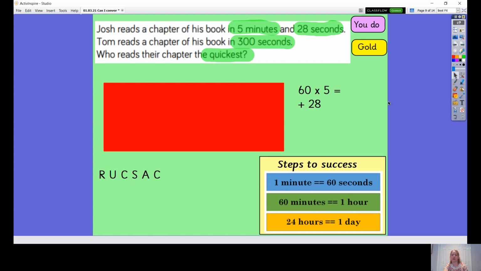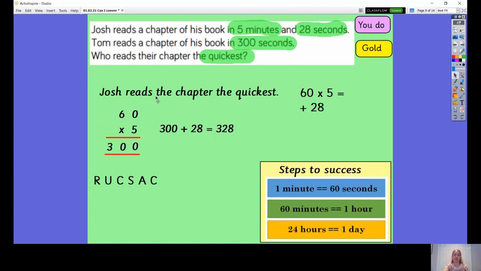Okay, let's have a look at the results. So I did exactly what I told you to do. I did 60 times 5, and I did that as a column multiplication. I could have ignored the 0, done 6 times 5 and then included my 0 in my answer, or I could do it like this, however I wanted to do it. 5 times 0 was 0 and 6 times 5 was 30, so I put that on, so it was 300. So my answer was 300, so that's the 5 minutes in seconds, and then I had 28 more, so I added those together. I could do that in my head, so that was 328 seconds.